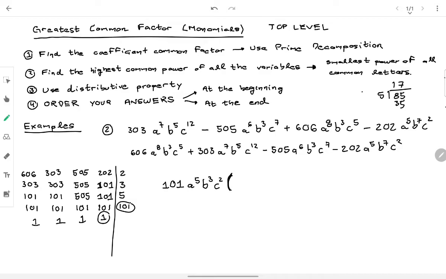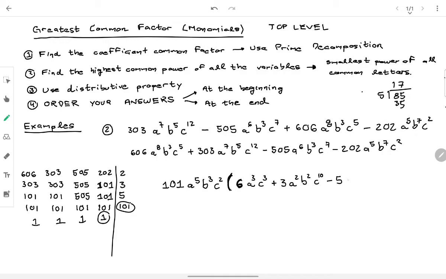For 101 to become 606, we need 6, the coefficient. The letters: a to the 5 to become a to the 8, we need a cubed. B to the third to become b to the third, we don't need anything. C squared to become c to the 5, we need 3 of them, c cubed. Then it's going to be plus 3. A to the 5 to become a to the 7, we need 2 of them. B to the third to become b to the 5, we need 2 of them. C squared to become c to the 12, we need 10 of them, c to the 10. Minus 5.